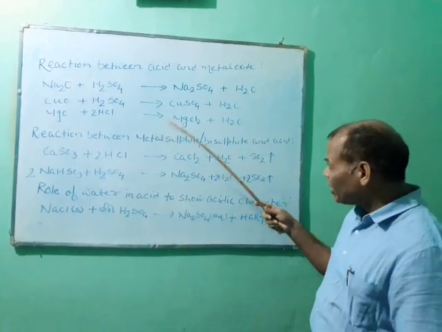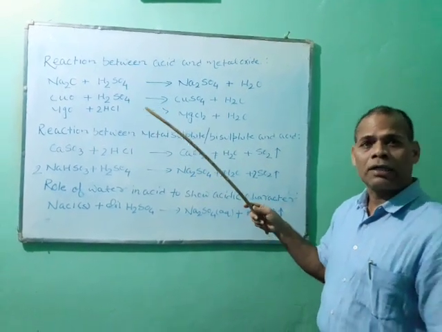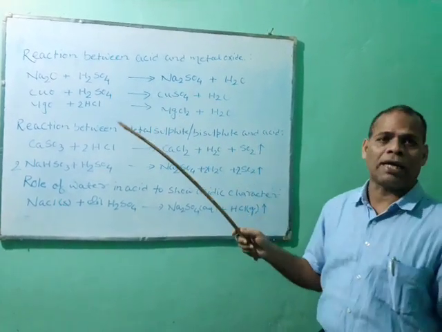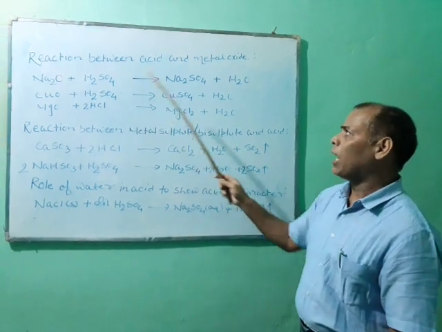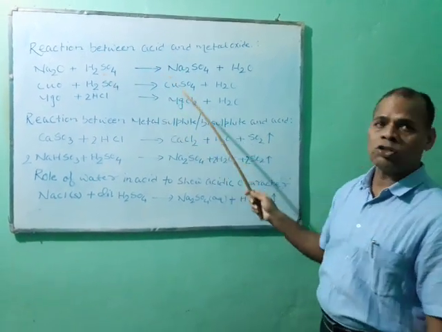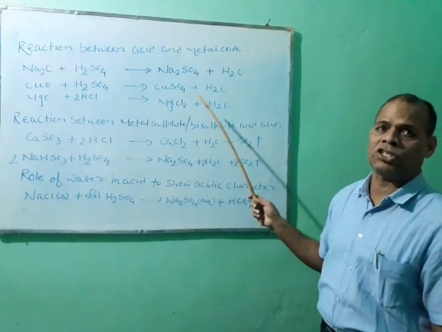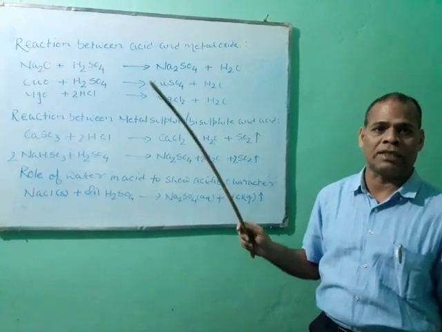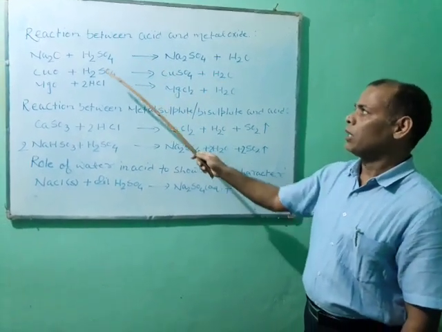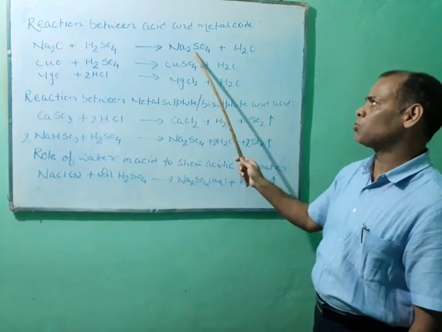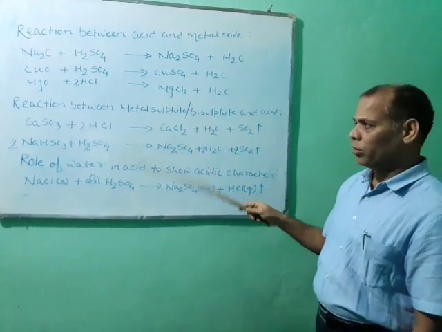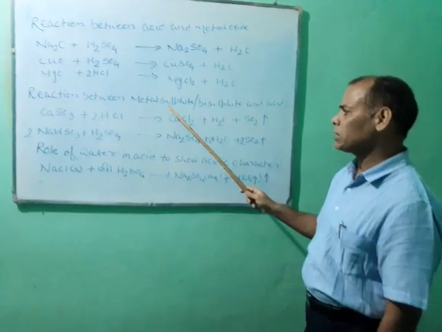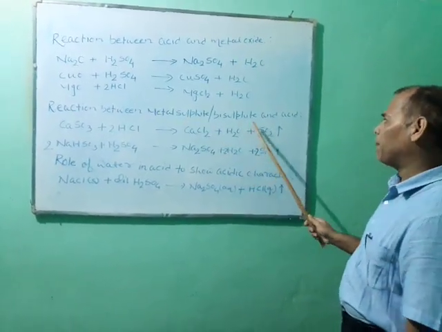So with this we can conclude that the reaction between metal oxide and acid is also an example of a neutralization reaction, where the metal oxide acts as a base, due to which the base reacts with acid and forms salt and water. Now the next chemical property of acid: reaction between metal sulfide and bisulfite.